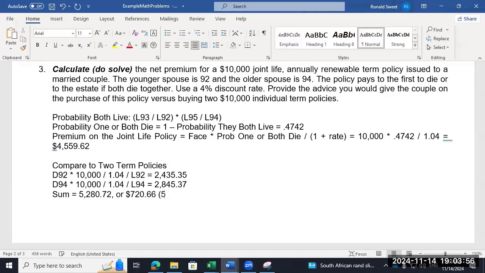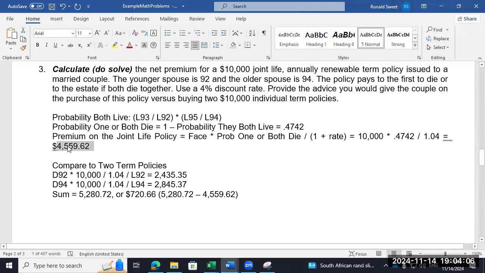That's your 5280.72 minus 4559.62. So if you bought the joint policy, it only costs you 4559.62. If you buy each of them their own policy, it costs you 5280.72. A difference of 720.66. And this is where you get full credit.